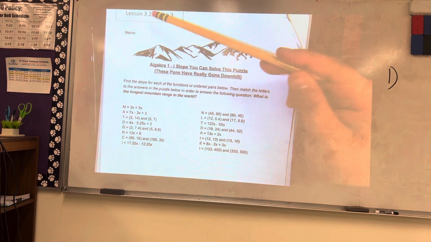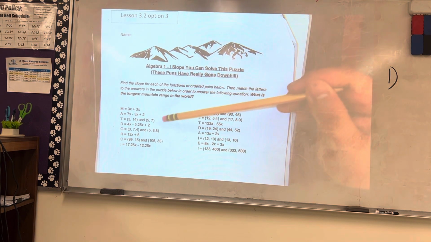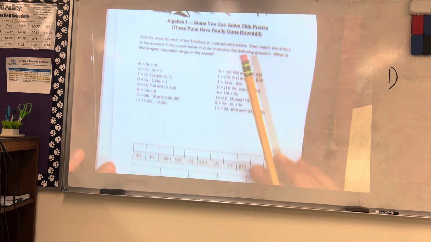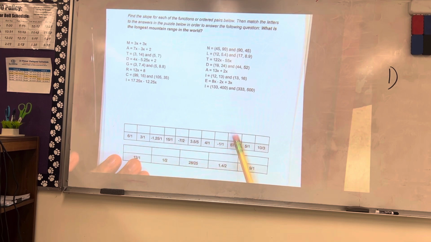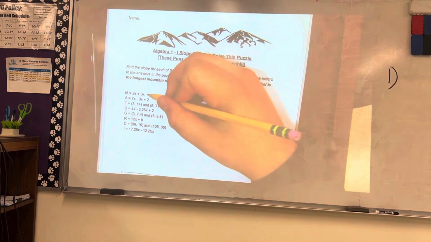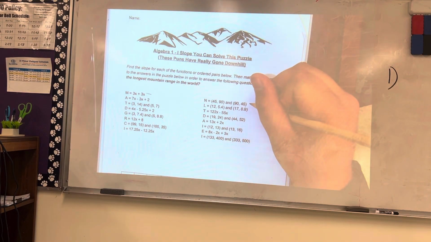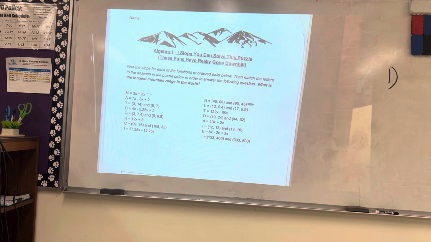Hey guys, so right now we're doing 3.2 option 3. I'll show you two examples, two variations of how to figure out the slope and how to figure out this bottom portion right here. Okay, so I'm going to do M and N. So first, let's start off with M.